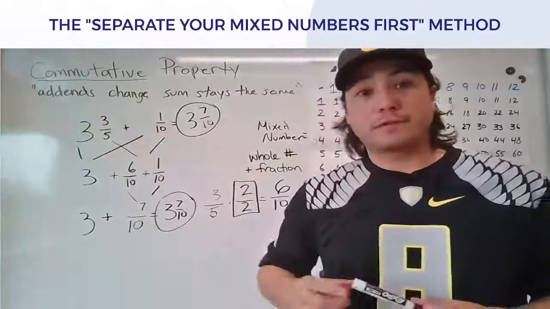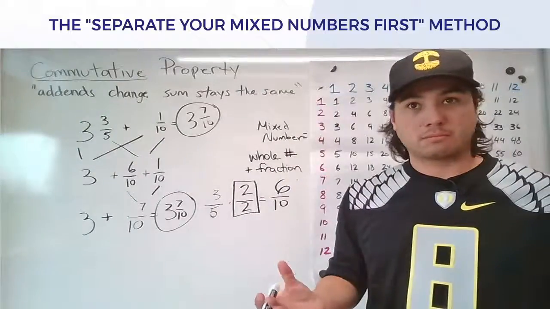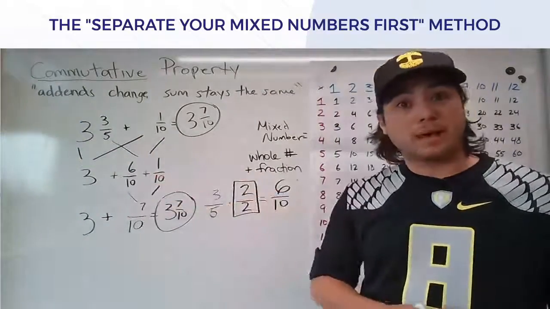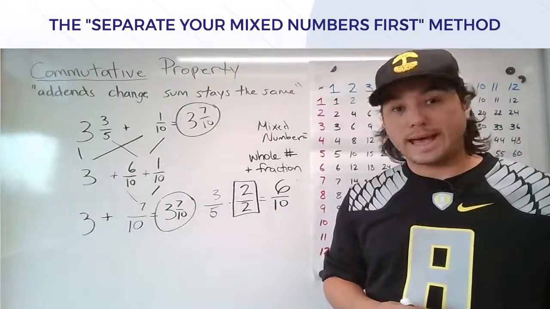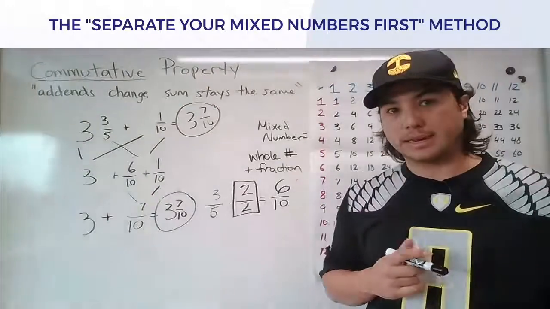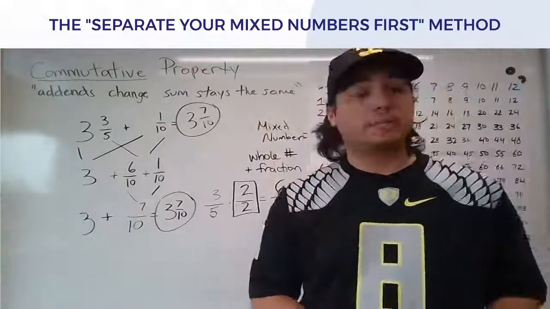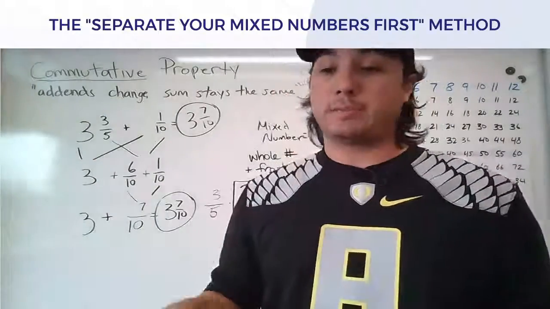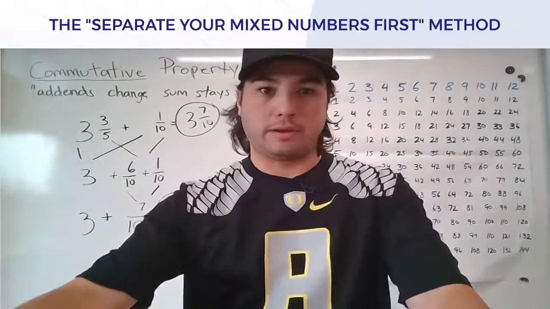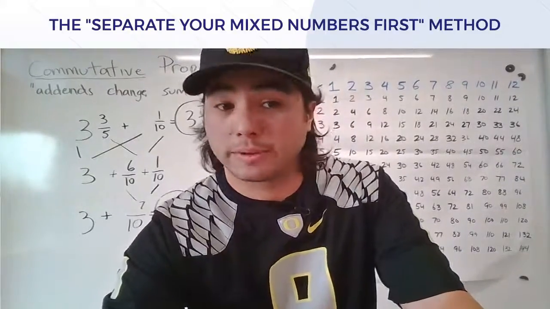Separate out your whole numbers from your fractions, then worry about finding that common denominator and adding, then put it all back together. Thanks to our friend, the commutative property, we are allowed to do that as mathematicians. It is very, very useful and very, very flexible for mathematicians.